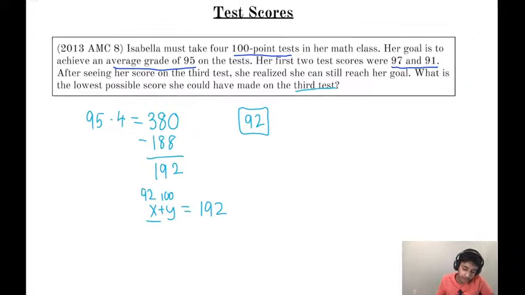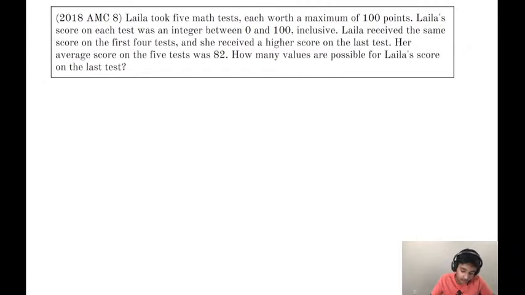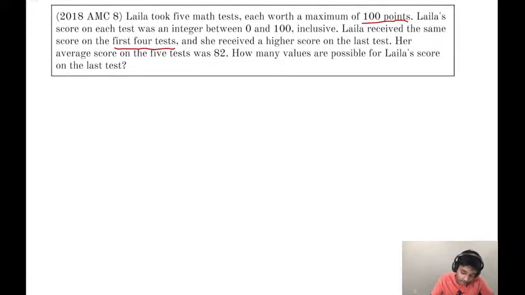So now take a look at the next problem. Lalia took 5 math tests with a maximum of 100 points. So again, we're in these types of 100-point test problems. Lalia's score on each test is an integer between 0 and 100 inclusive. Lalia received the same score on the first 4 tests, and then received a higher score on the last test. Her average score on the 5 tests was 82. How many possible values are there for Lalia's score on the final test?